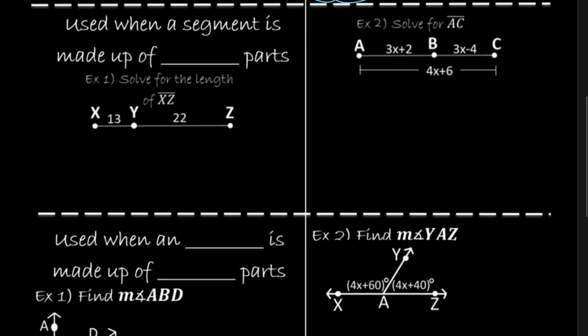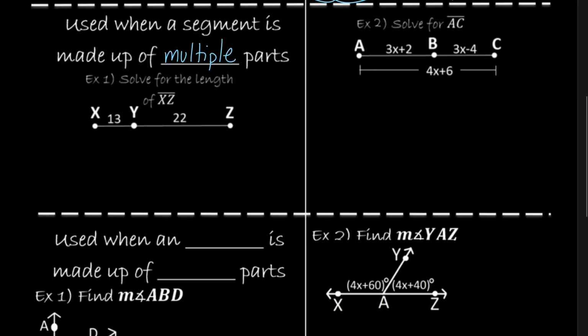Now, segment addition is used when a segment is made up of multiple parts. So anytime you have a line segment, like we have here, and there is a point between the two endpoints, we are probably going to use segment addition. So on this problem, it says, solve for the length of XZ. Now I'm going to kind of overanalyze this because it's easy for us to understand. However, if I overanalyze it now, it'll be easier to apply to harder problems.